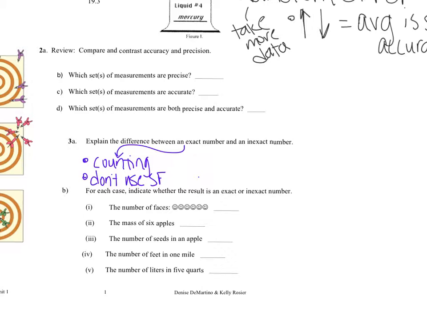And also, what was true about working between like American and metric system? They have to be the same system. Good. So conversions in the same system.